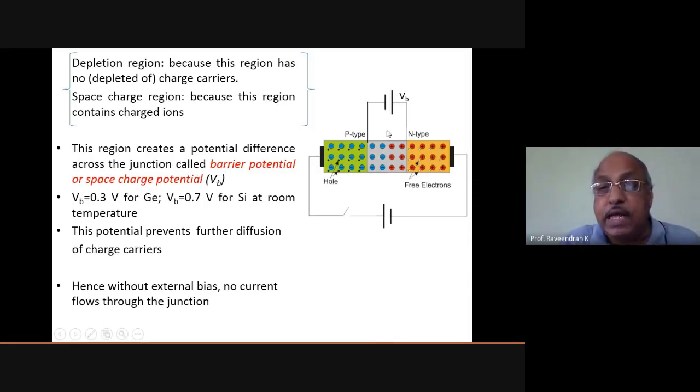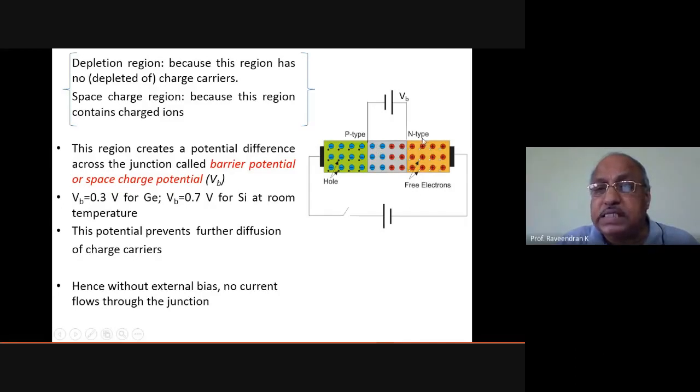This region creates a potential difference across the junction called the barrier potential or space charge potential VB. That is shown here. Actually, there are no connections done like this, but this is a symbolic representation of the space charge appearing as an electric field with a voltage VB that is always opposite to the applied field. See here, this is the applied field with the positive voltage applied when this switch is closed. P-type is connected to the positive terminal.